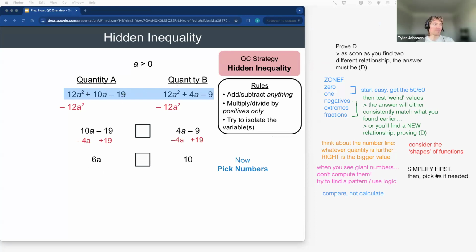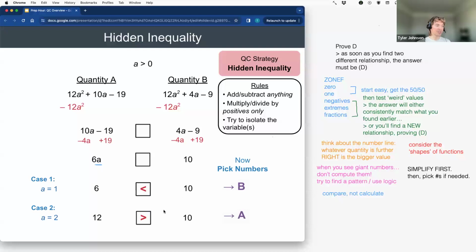It's a mess. But after I manipulate the two quantities, thinking of it as like a hidden inequality, now I only have to pick numbers in one spot. So my life is a lot easier. And the only restriction in this problem is that A is positive. It's bigger than 0. And it's not too difficult to test a few cases where you produce different relationships. So this is another problem where the answer is D.